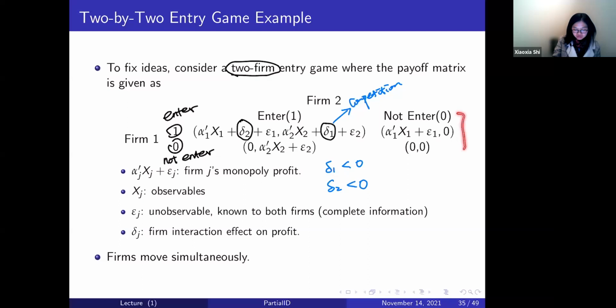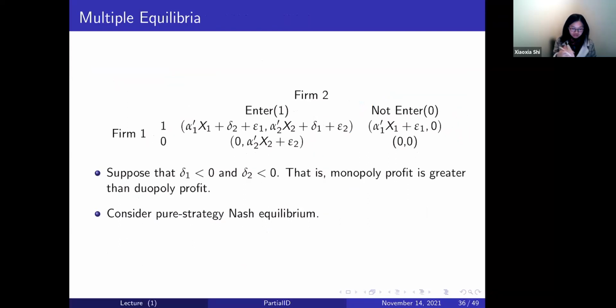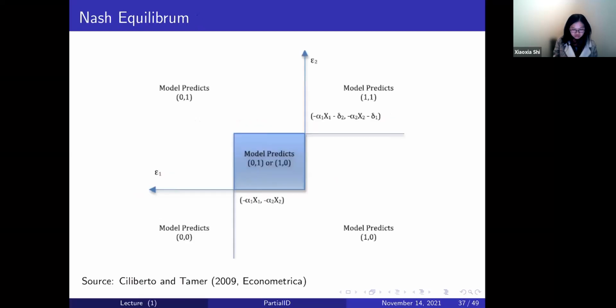In this complete information simultaneous move game, there are different ways that the game can play out depending on the payoff shocks of the two firms. This graph is shown a lot in the partial identification literature. It just says that when the unobserved shocks are very large, like in this area, then the market is very profitable for both firms. Both firms will enter, even though they know that the other firm also enters. Even with the competition, they are still making positive profit. Then the model predicts 1-1, both firms enter. So that's a unique equilibrium outcome in that scenario.